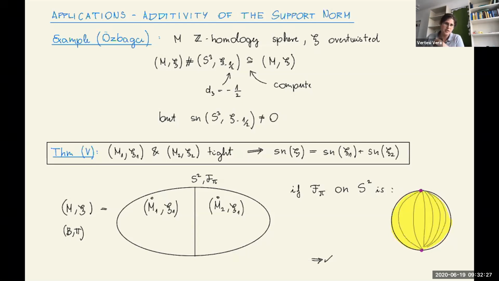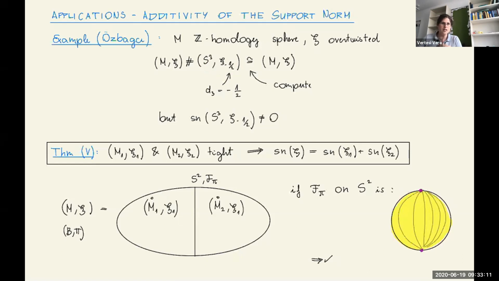Burak Özbakçı proved that it's not additive, giving an example. If you take any over-twisted contact manifold and an integral homology sphere, and you connect sum it with the over-twisted contact structure which has the Hopf invariant d3 equal to minus a half, then you get back the same contact structure, because it has the same d3 invariant and is over-twisted. But the support norm of this contact structure is non-zero, so it's not additive.